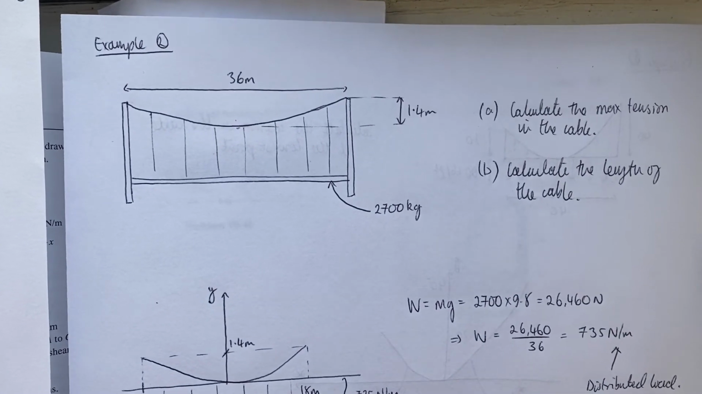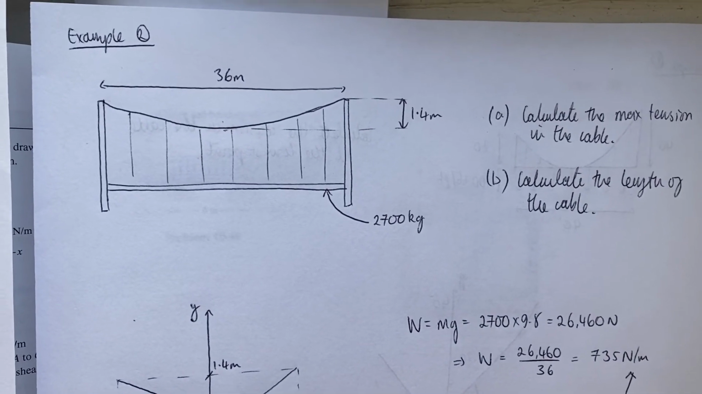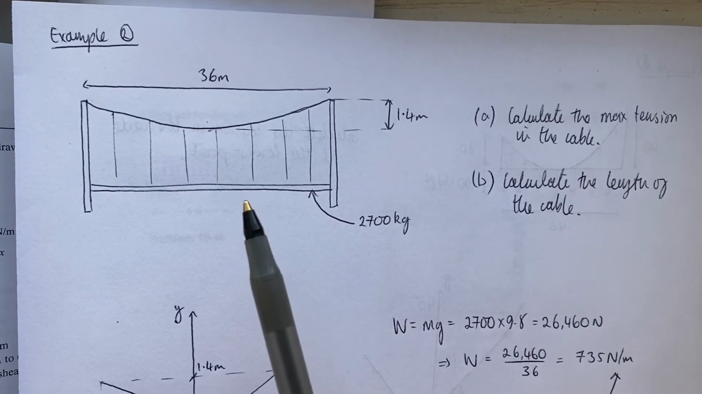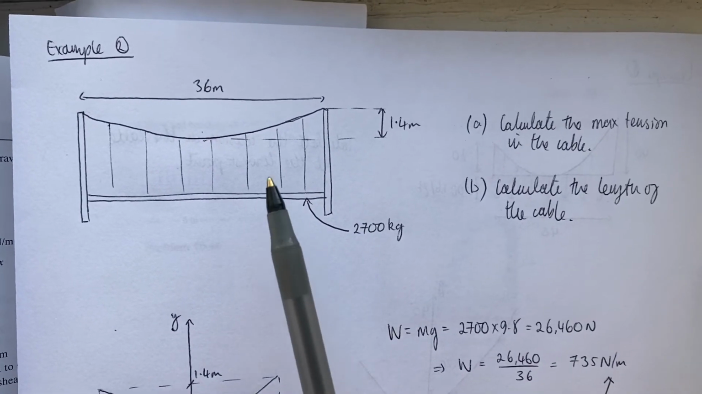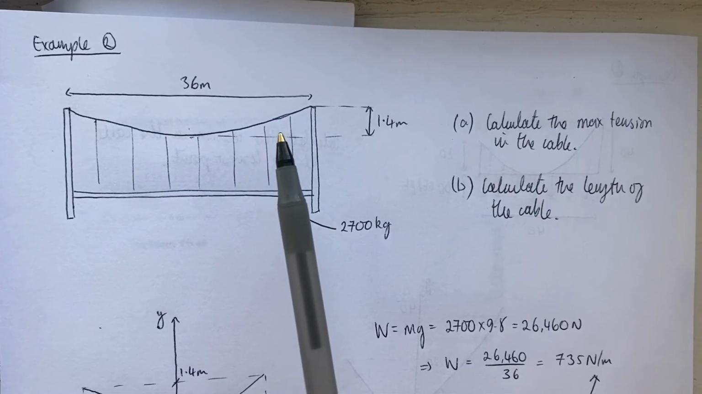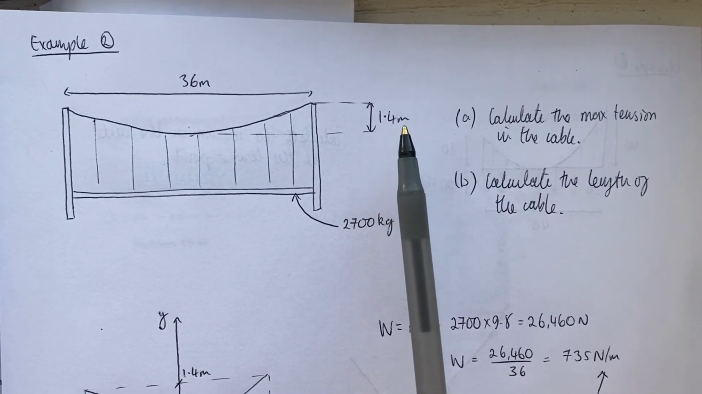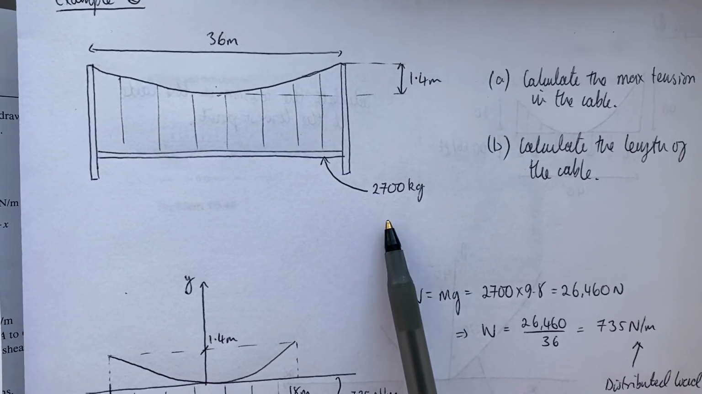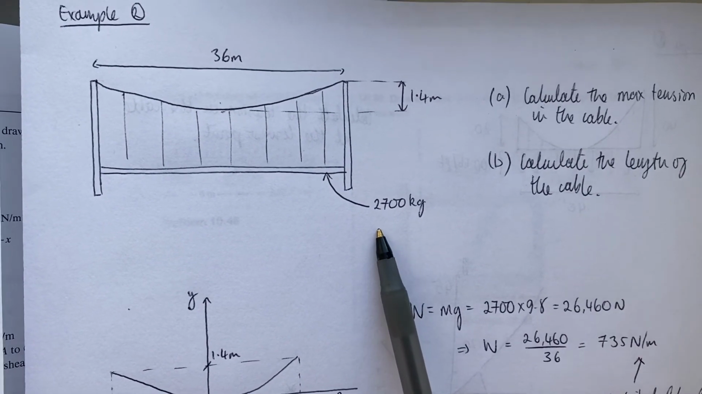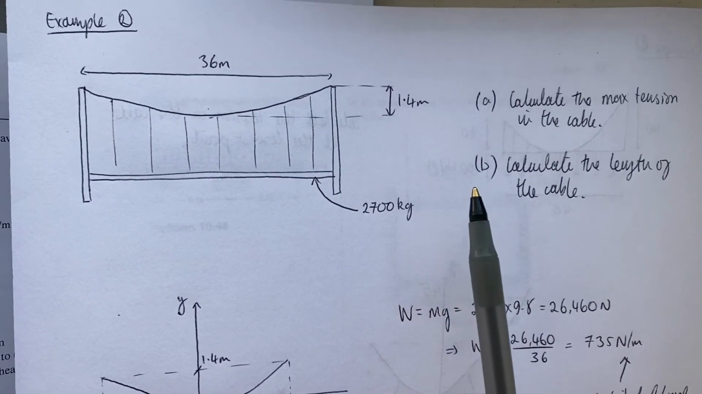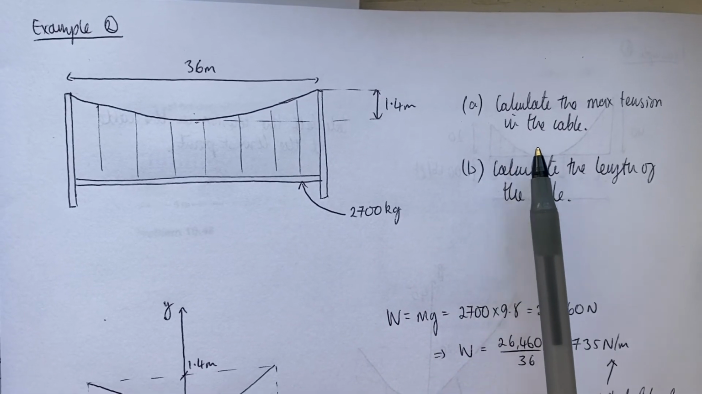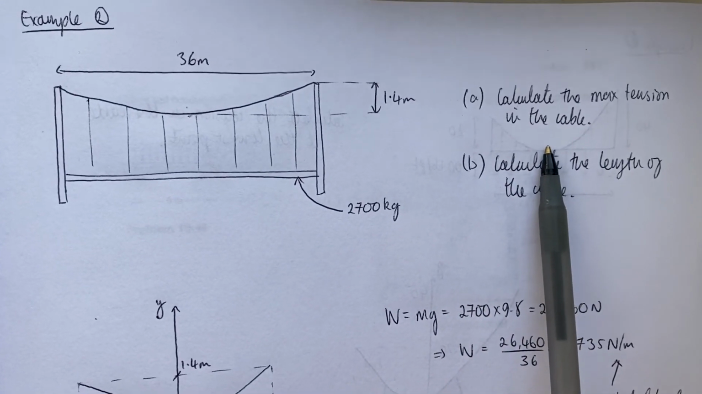we've got this suspension bridge. It's symmetric this time, so it's 36 meters long. The droop of the cable is 1.4 meters, and the bridge itself weighs 2,700 kilos. Two parts to this question. The first part is to calculate the maximum tension in the cable.